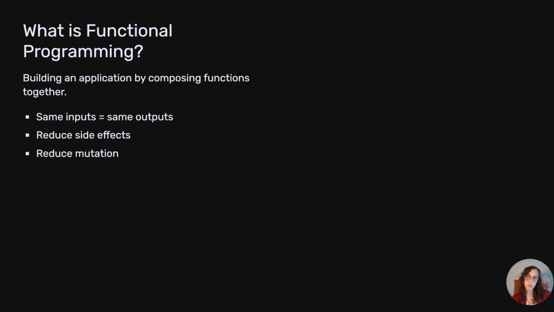Typically, the same inputs to a given function are going to have the same outputs. If we pass 1 and 1 into a function that's supposed to add them together, it should always come out to 2. If you give a function an input, it should give you the same output no matter what.